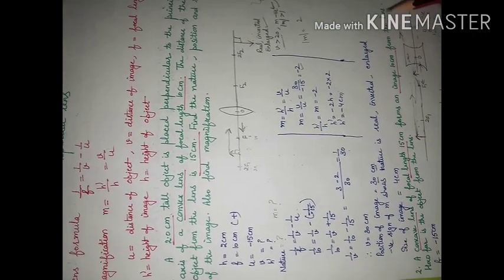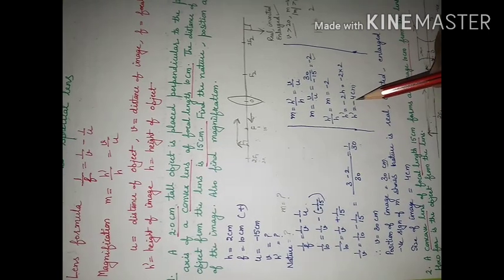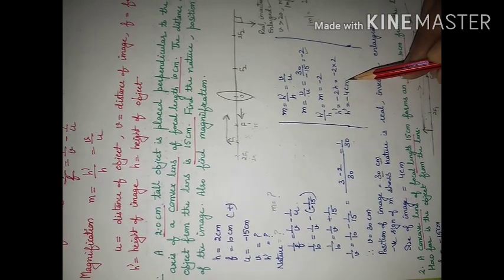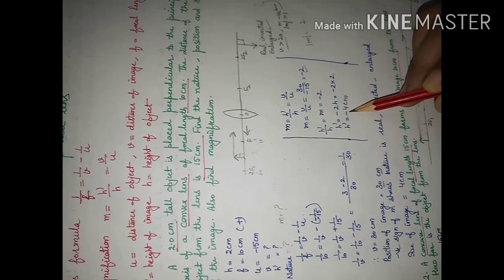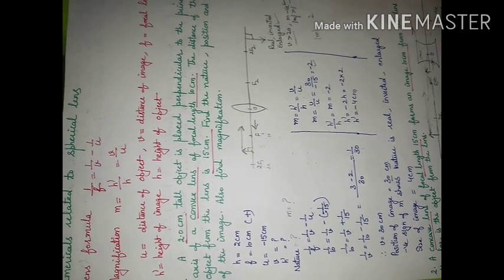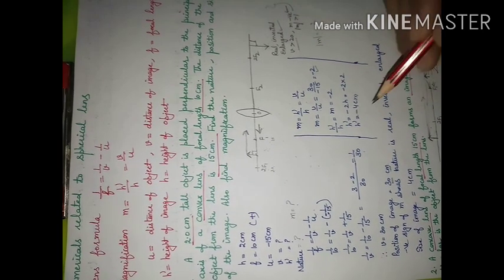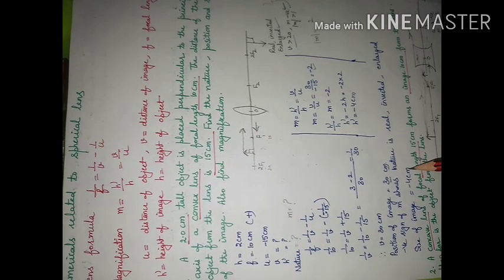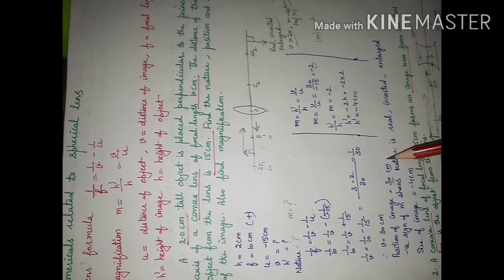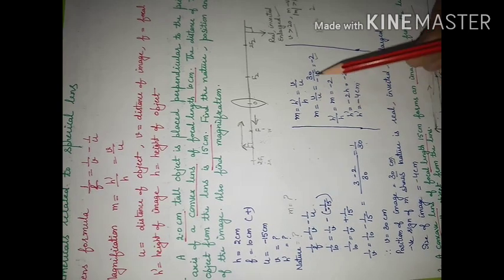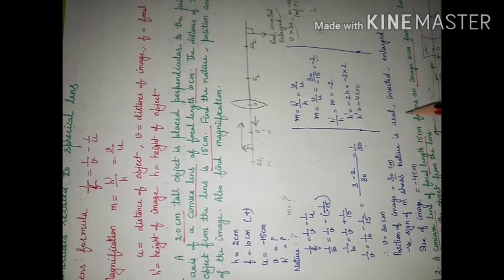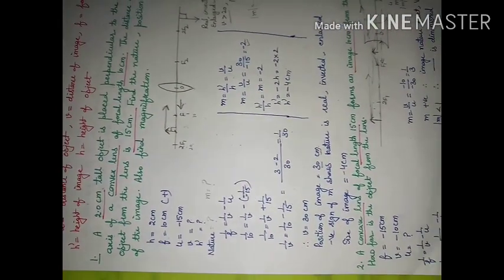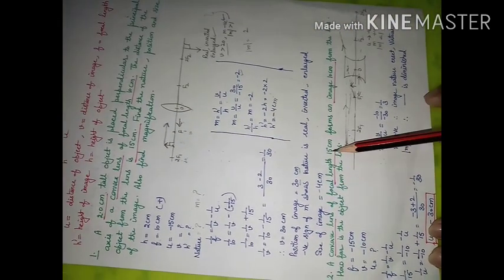So in this case you will consider h dash is coming out to be minus 4. Size, if you will consider only magnitude, then this will be 4 centimeter. If you will consider whether it is going to be inverted, then in that case minus will also be there. So size of image minus 4 centimeter. Position of image 30 centimeter, and as m is with a negative sign, it will show that image is real, inverted and enlarged.